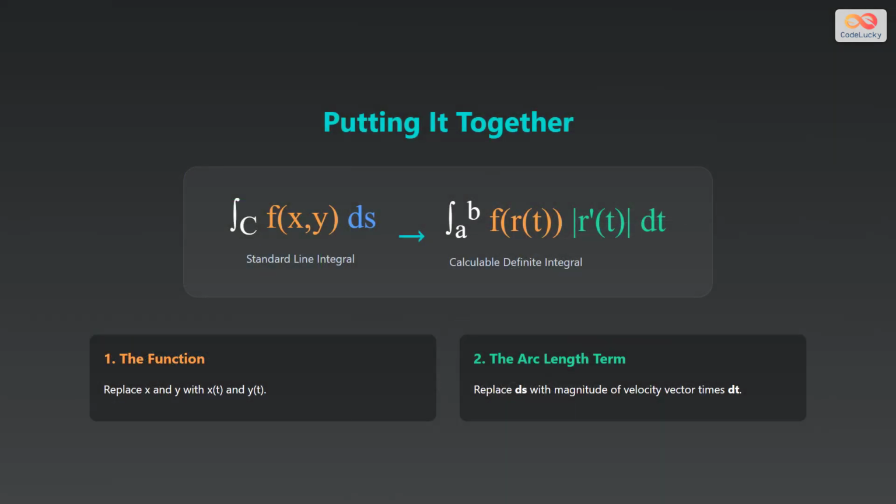Putting it all together, we transform the line integral into a standard definite integral. We replace the function inputs x and y with their parametric equations. Then, we replace ds with the speed factor. Now, we have an integral entirely in terms of t, which we can solve using Calculus 1 techniques.